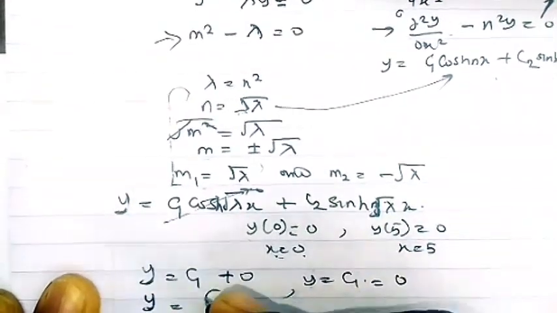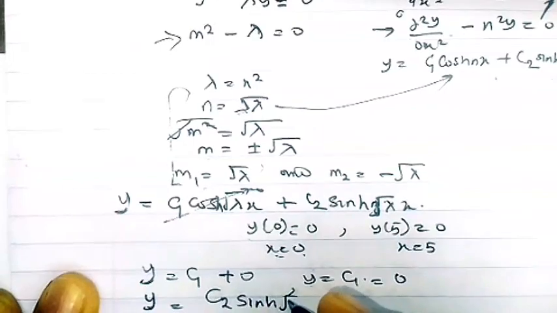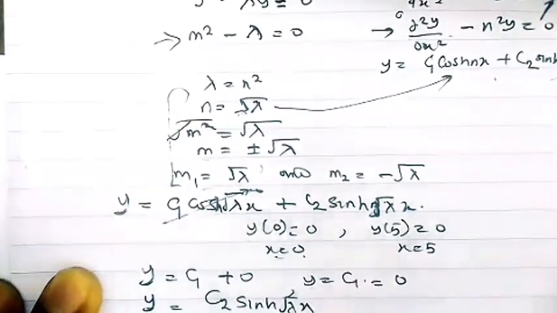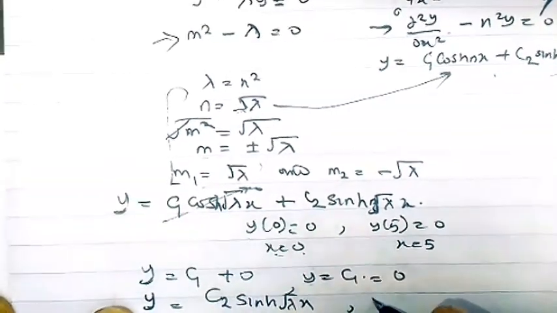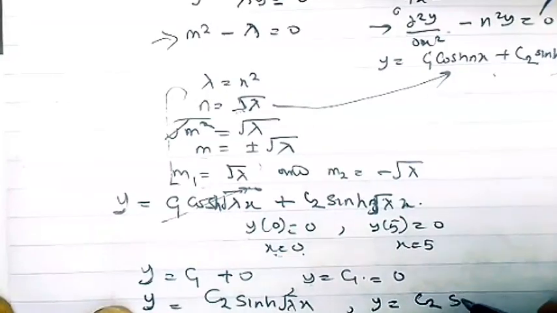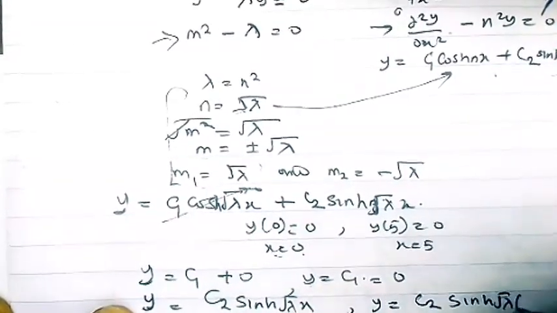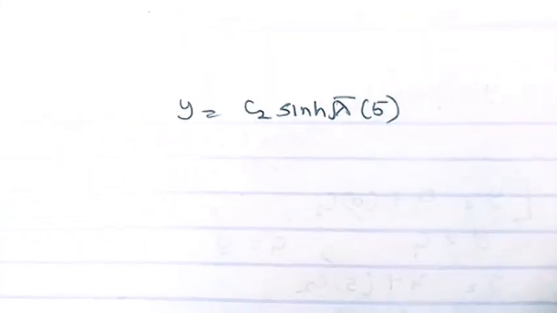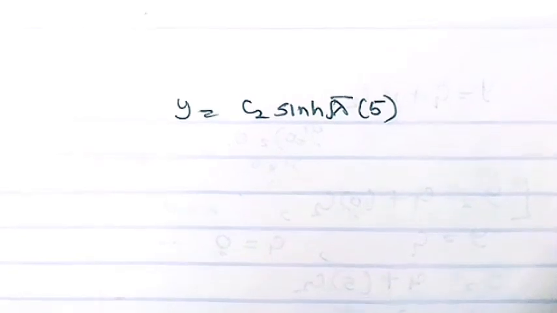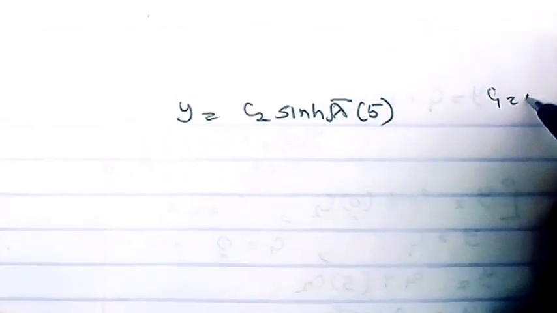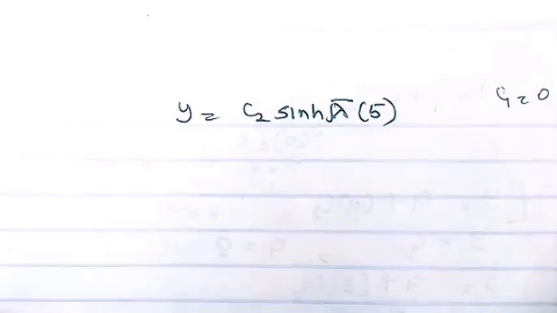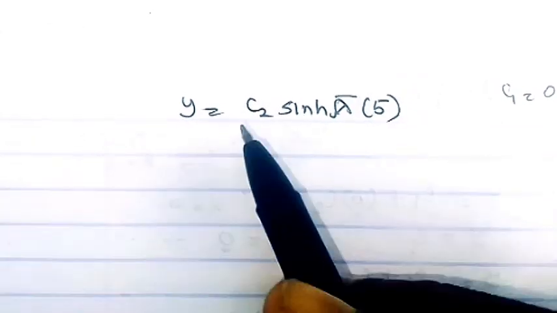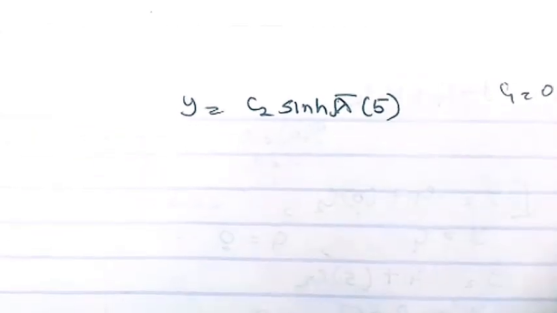So I'll be having c2 sin of square root of lambda x, and when x is equal to 5, this is c2 sin of square root of lambda times 5. So I'm having something like this, right? Remember, we don't know if this is a trivial solution yet, but we know that c1 is equal to 0, right? For this to become a trivial solution, c2 has to be 0. So now let's check, assuming we are to get a trivial solution, right?